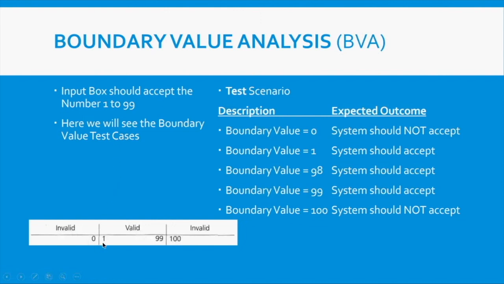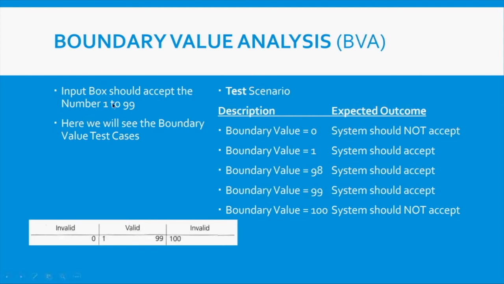So what we're going to do is look at the numbers that are going to be accepted. It's going to accept numbers from 1 to 99. So we take 1 as a number in the valid partition, and we take 99 as a number that is also within the valid partition. And those two numbers are at the boundaries.